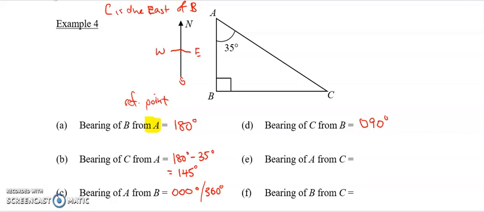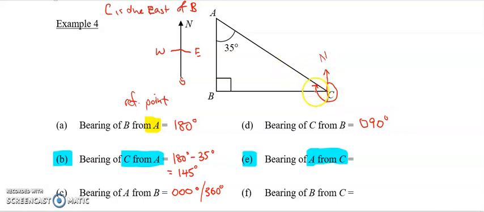Part E. If you look at the difference between questions B and E, look at where the reference point is. The bearing of C from A and the bearing of A from C. Realize the reference point changes between these two questions. In part B, we put our reference point at A. In part E, we shift our reference point to point C, and then we measure the angle. We rotate clockwise until the line which connects C and A.